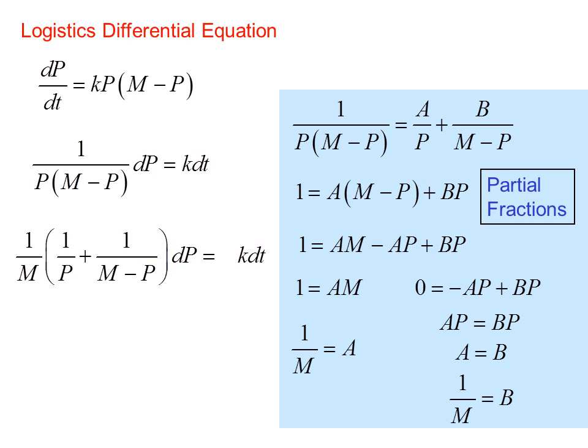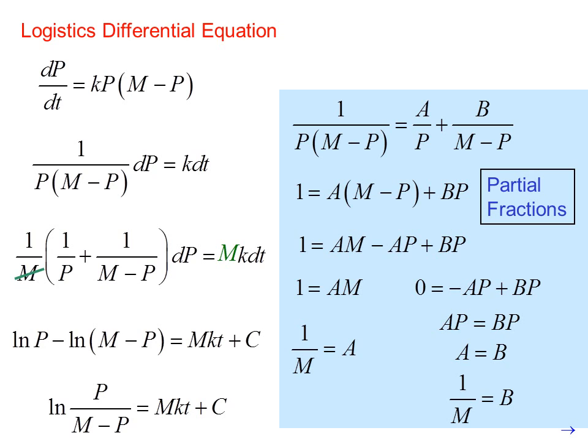1 over M, remember, is a constant, so we have 1 over M times the quantity 1 over P plus 1 over (M minus P) dP equals k dt. We move the M to the right-hand side, and then we integrate both sides, giving us ln P minus ln (M minus P) equals Mkt plus C. Combining the logs gives us ln of P over (M minus P) equals Mkt plus C.